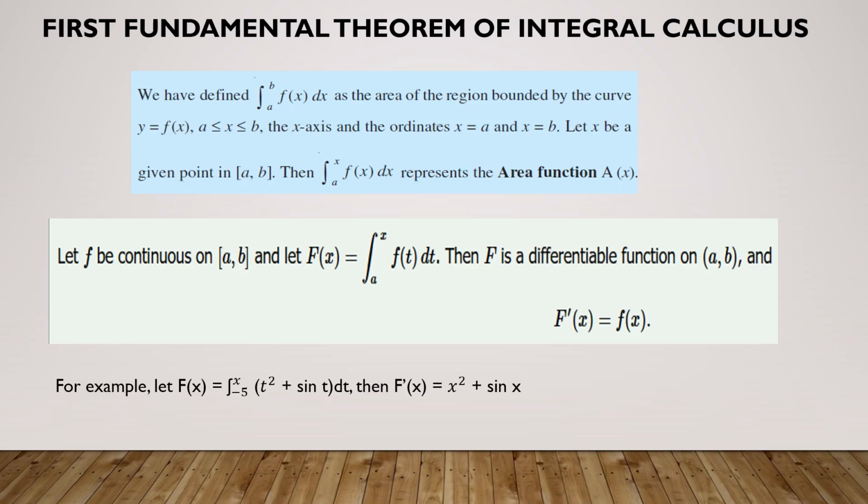So, for example, if capital F(x) is integral of minus 5 to x, where x can be any value, of the function t square plus sin t dt, then when you take the derivative of it, you get the original function, means F'(x) is x square plus sin x. This is our function. So when you take derivative of antiderivative, obviously you get the same function. So this is simply the first theorem of integral calculus.